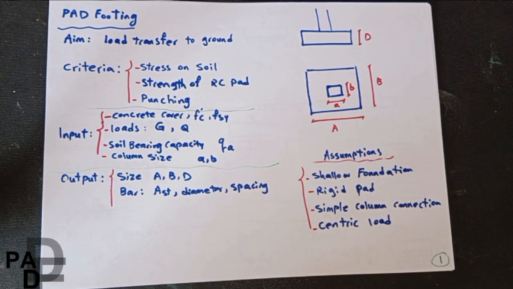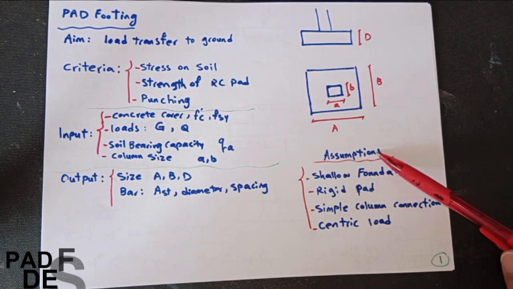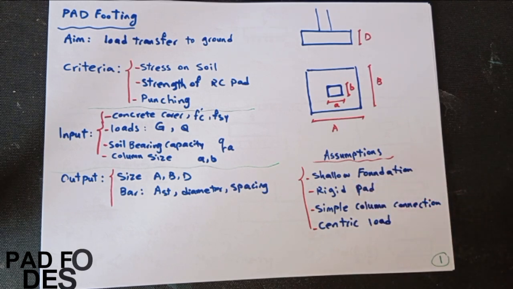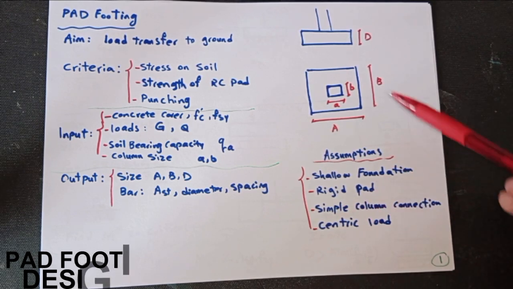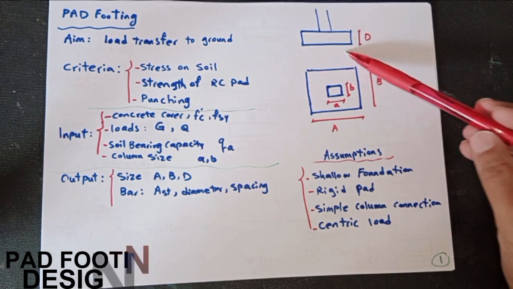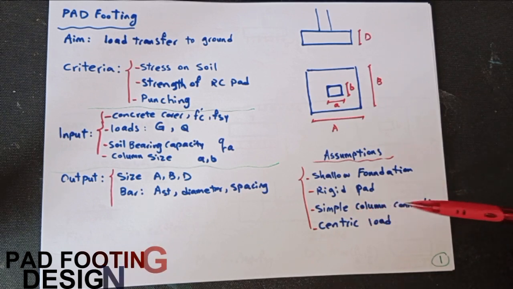So in this case, I'm talking about the general rules for footing design, but for the simplification, I have some assumptions here. We're going to talk about shallow foundation. You know that for shallow foundation, we are not considering the cohesion between soil and pad footing. That is generally helpful to take some loads from the structure. And we assume that the pad is rigid. It means that the loads applied on the pad is going to be distributed as uniform stress under and on the soil. And also we assume that it is simple column connection.